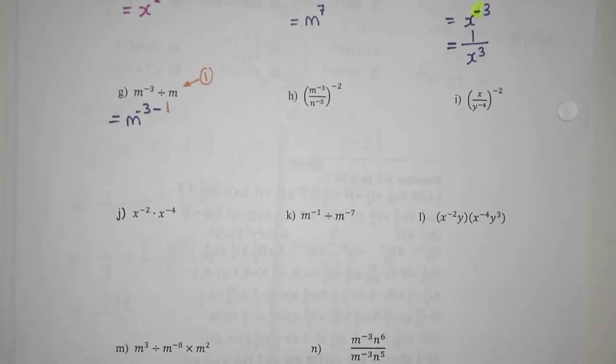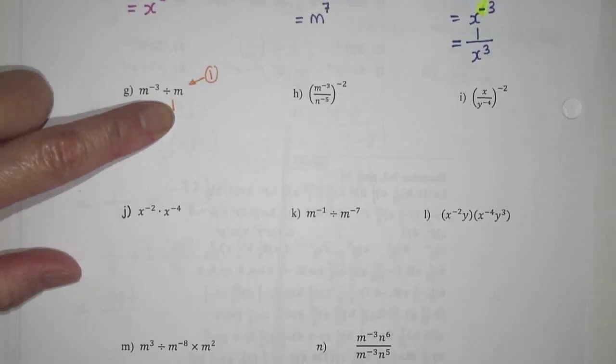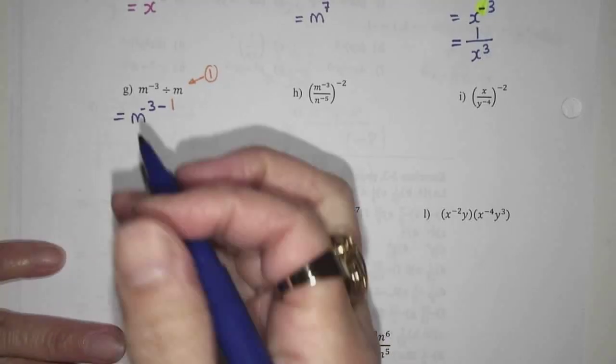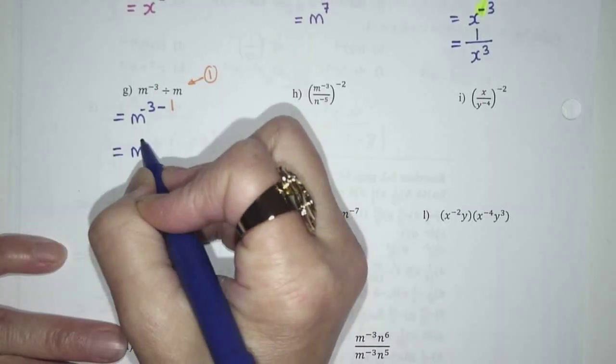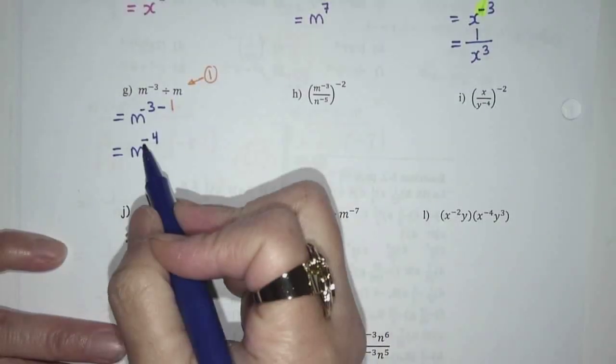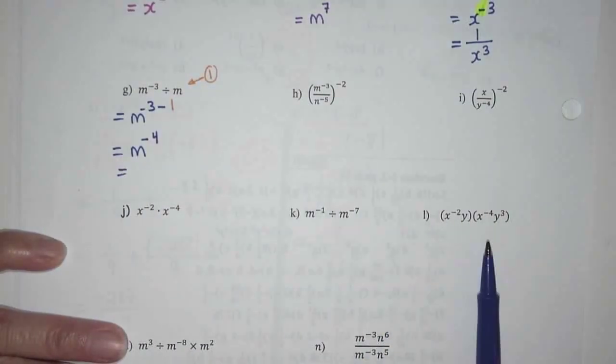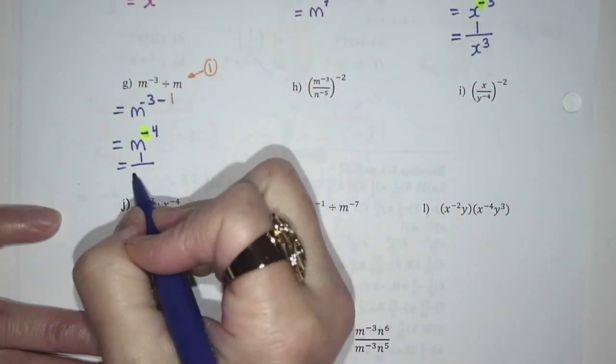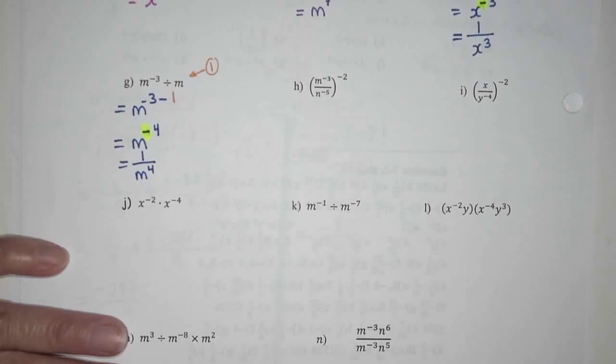Okay, so this next step here, we've got negative 3 minus, and you can put the 1 there because if you're writing that step, you can't have it invisible. So this will be m to the negative 4. The negative means reciprocal, so the reciprocal here means it's going to be 1 over m to the 4.